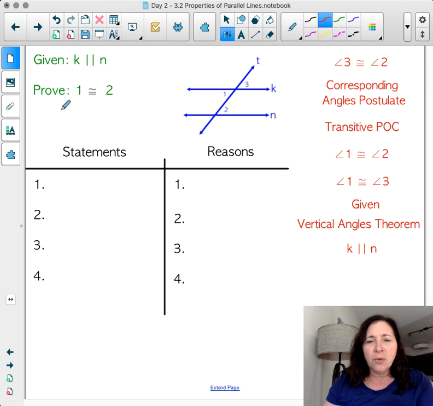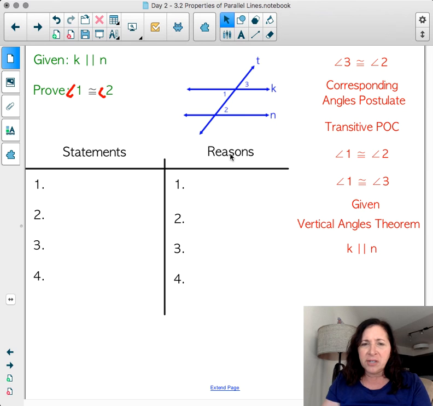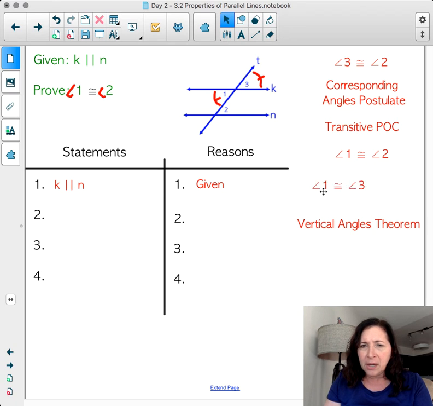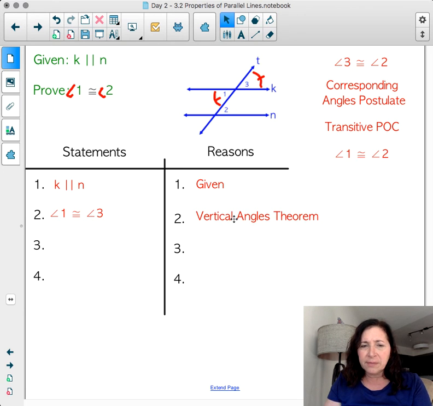So hopefully you had some time to work these out. We have K is parallel to N, that's given, and we're trying to prove that angle 1 is congruent to angle 2. The first thing I would suggest putting in is that K is parallel to N, and that would be your given. The next thing is, what exactly do you know? You know that angle 3 is congruent to angle 1 because those are vertical angles. So I would state that next: 1 and 3 are congruent, and the reason is that those are vertical angles.